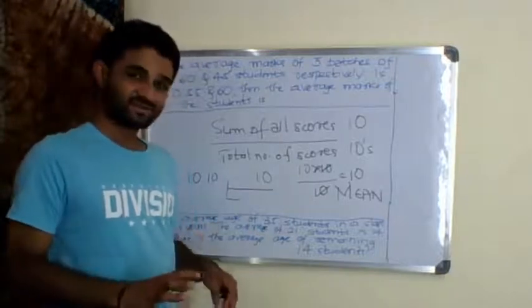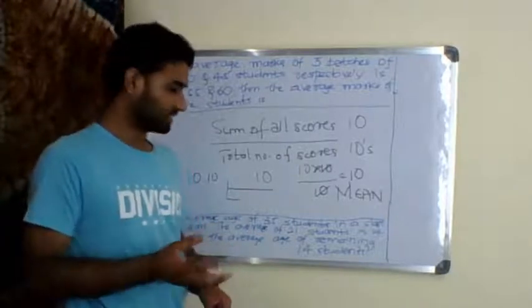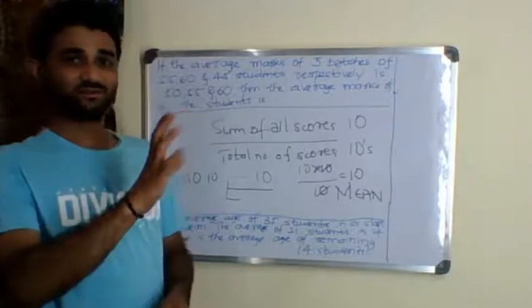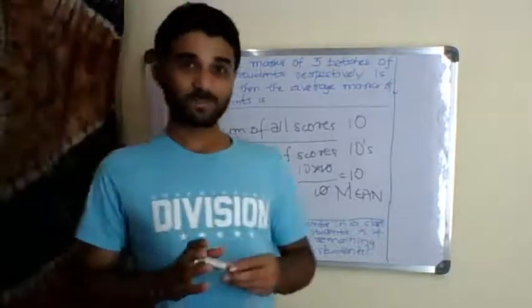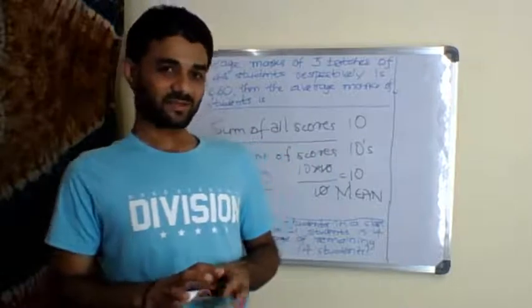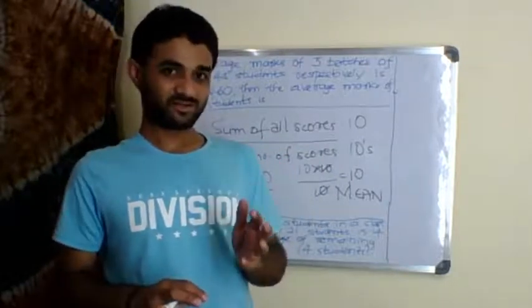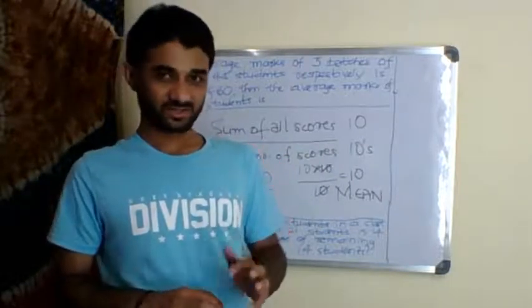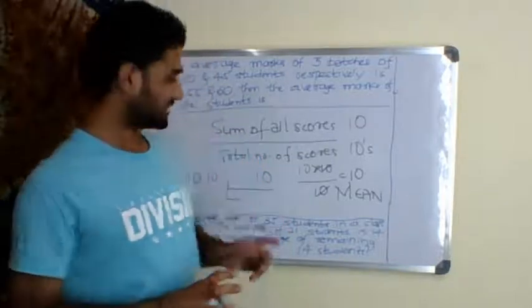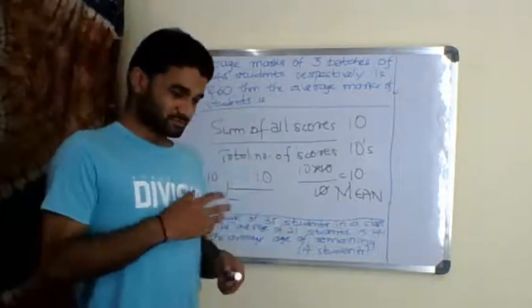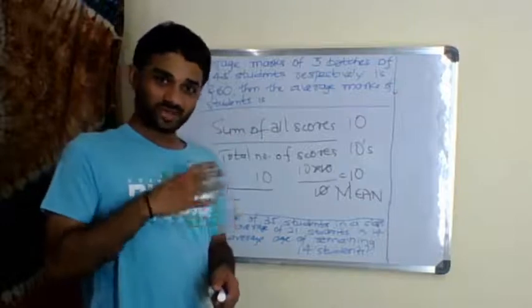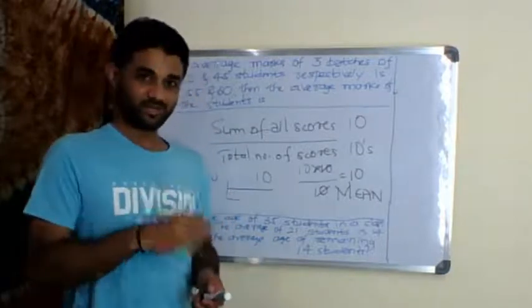Since there is no variation, all the values are the same. Even if you take 1000 tens, the average is the same. 1000 into 10 is 10,000, and 10,000 by 1000 is again 10. So when there is no variation, that value itself should be the average, or the mean.